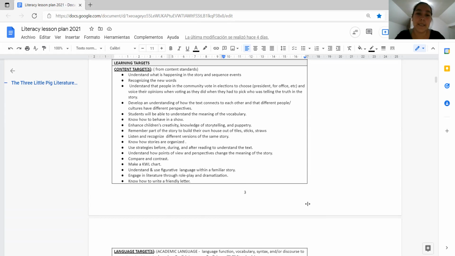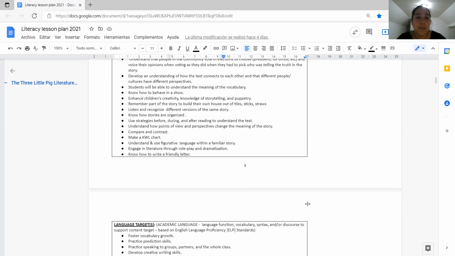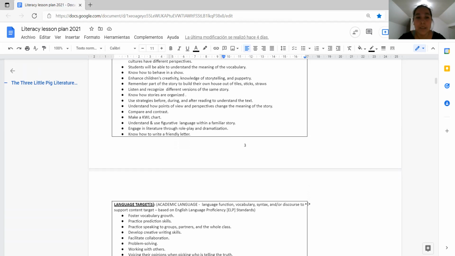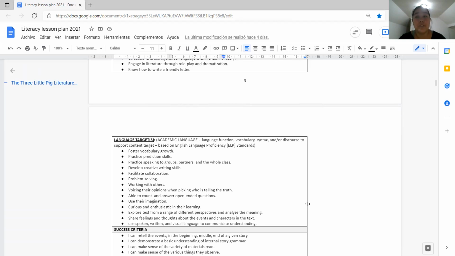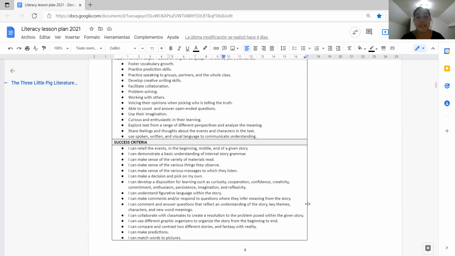Develop an understanding of how texts connect to each other and that different people have different perspectives. Students will be able to understand the meaning of vocabulary and know how to behave in a show. They're going to remember parts of the stories to build their own houses out of tiles, sticks, and straws. And those are some. The language target is to foster vocabulary growth, practice making predictions, voice their opinions when picking who is telling the truth, and most of all, using their imagination is very important.